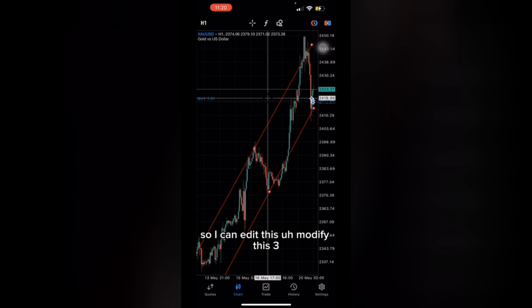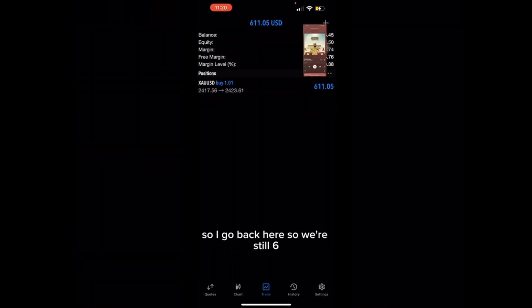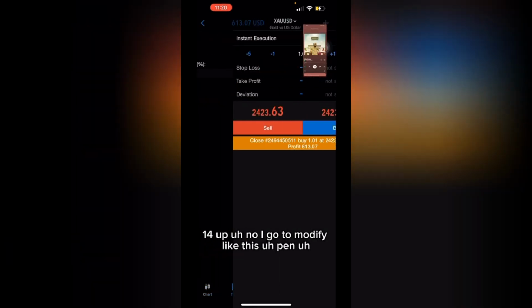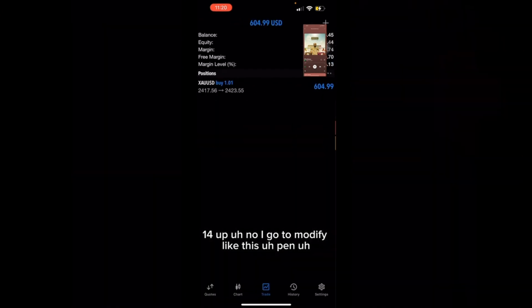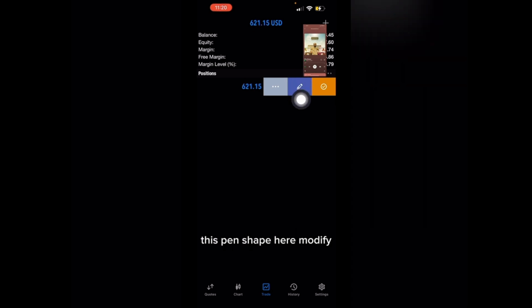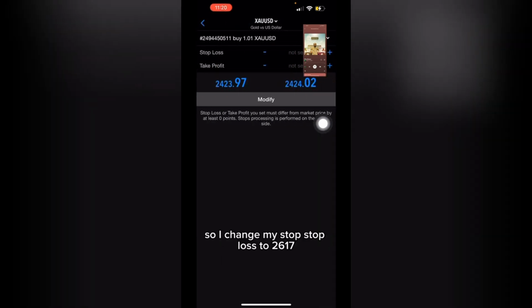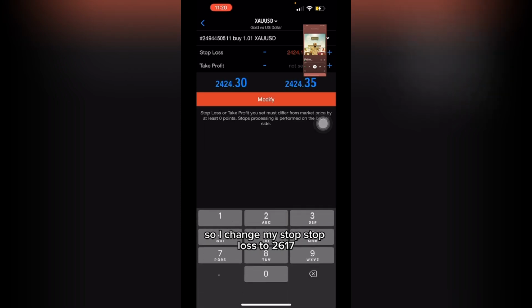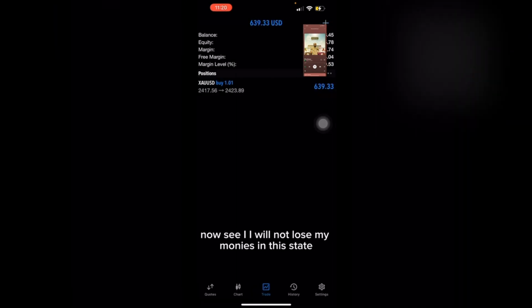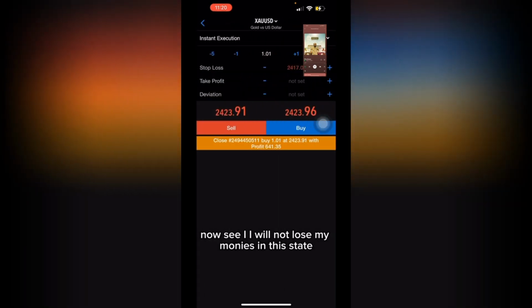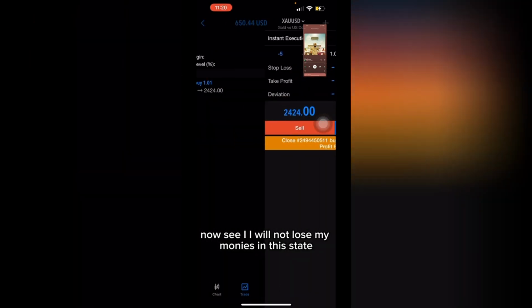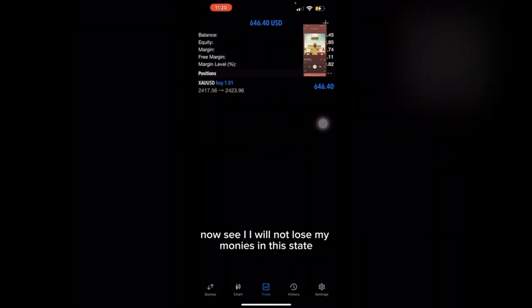So I can modify this trade, my stop loss, to be 24.17. So I go back here. So we're still 6.14 up. Now I go to modify, this pen shape here, modify. So I change my stop loss to 26.17. Then I modify. Now see, I will not lose my money in this trade.